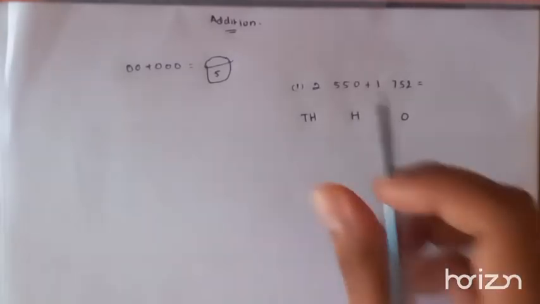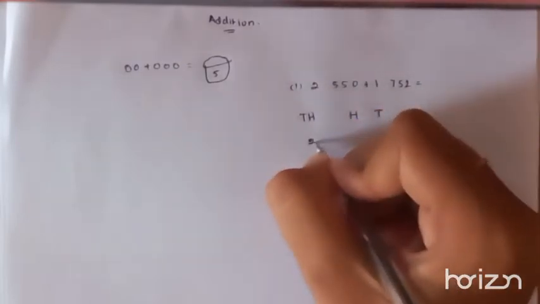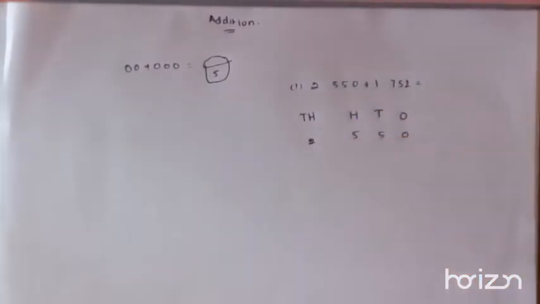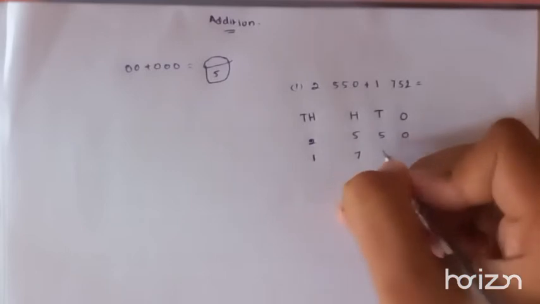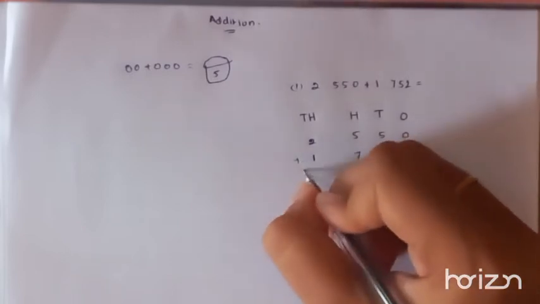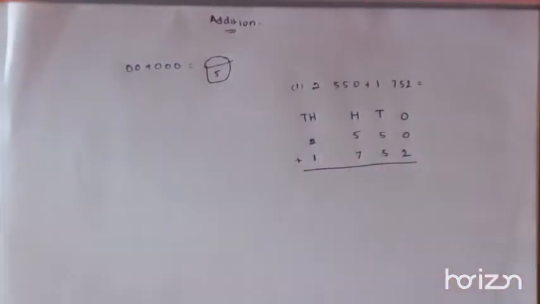So first I'm going to write down the first number that we have, that is 2550, and I'm going to write down the second number below it, that is 1752. This is how we align a column method addition. You need to remember that the digits of both numbers are below each other, and we also need to make sure that the hundreds and the thousands columns are below each other as well.